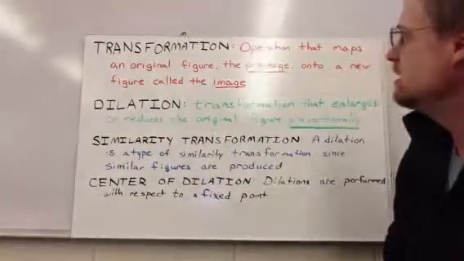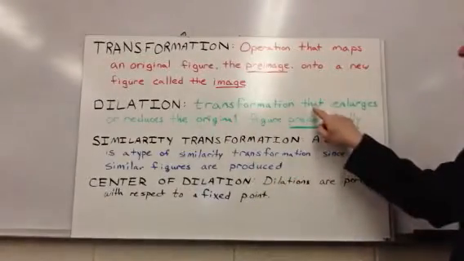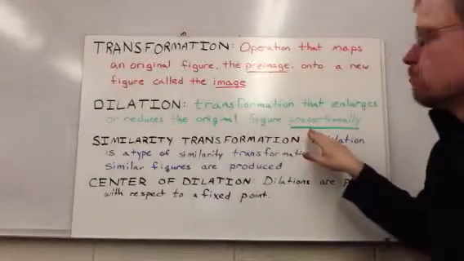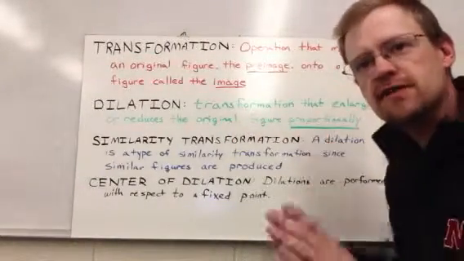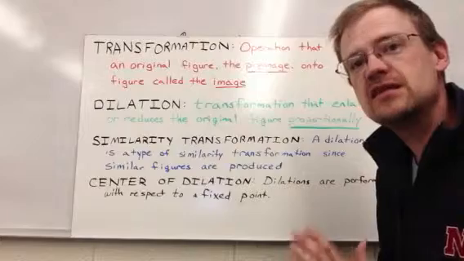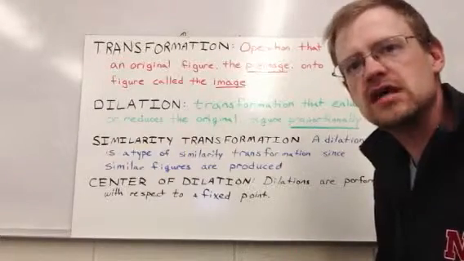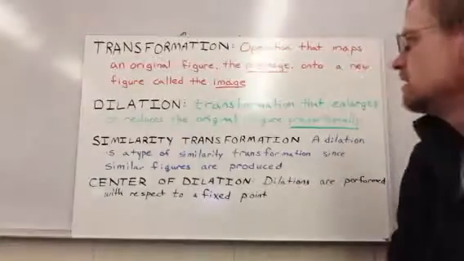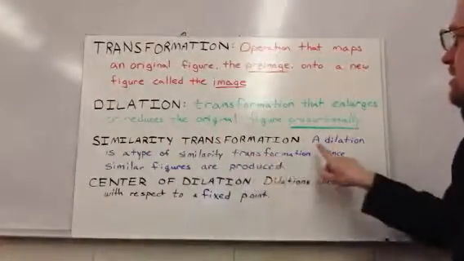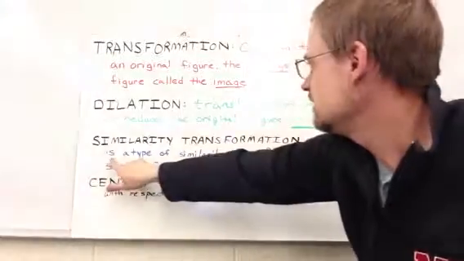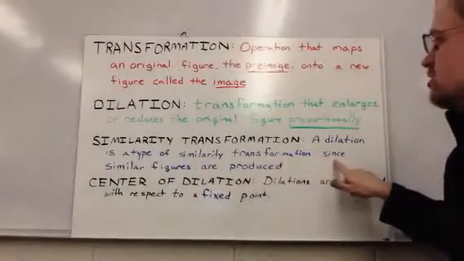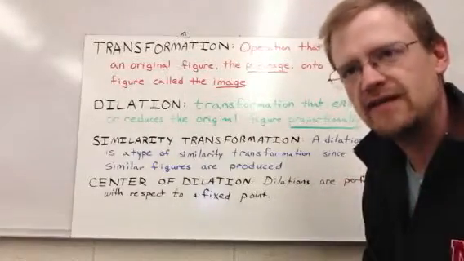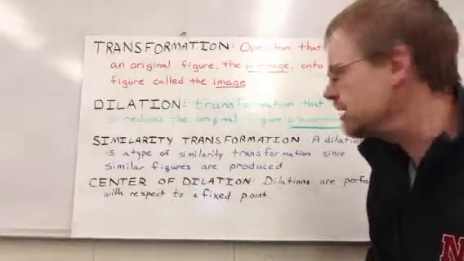A dilation. A dilation is a transformation that enlarges or reduces the original figure proportionally. Okay? Very important. The dilation is going to give us similar figures because it's done proportionally. Similar figures have proportional sides. A dilation is a type of similarity transformation since similar figures are produced. Okay? So, a dilation is a similarity transformation.